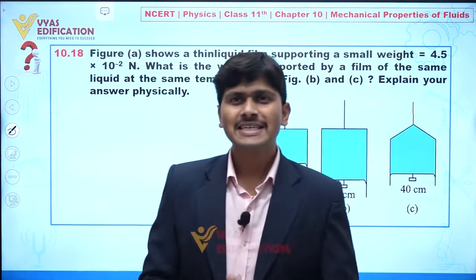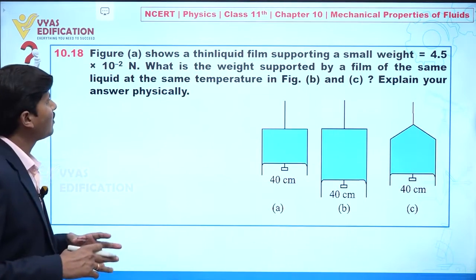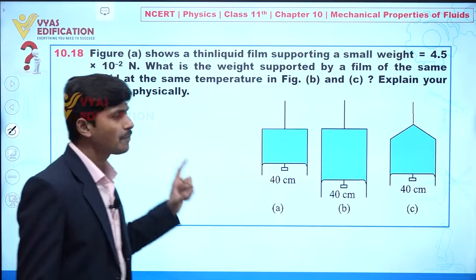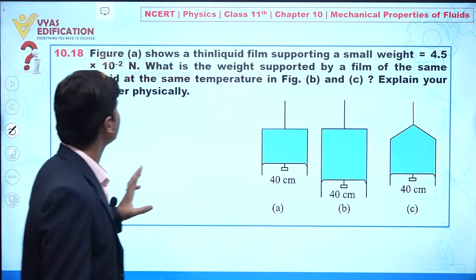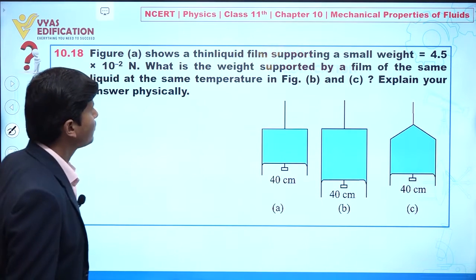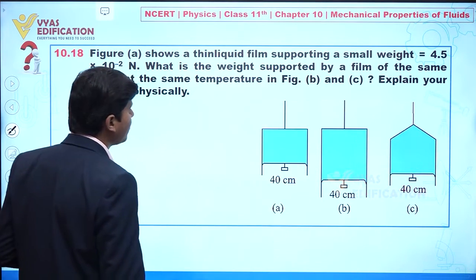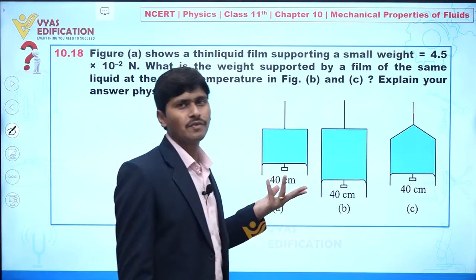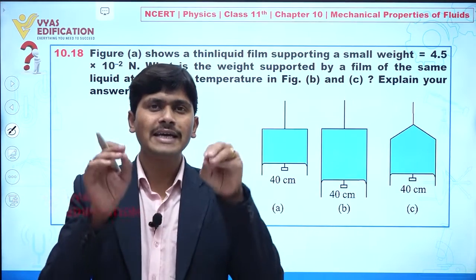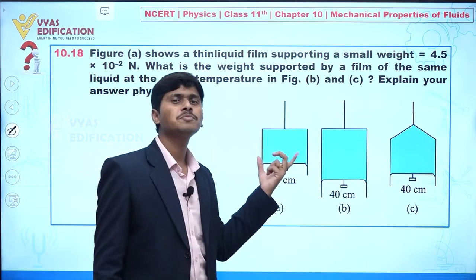Now student, we are going to discuss question number 10.18. In this question, figure A shows a very thin liquid film supporting a small weight of 4.5 into 10 to the power minus 2 Newton. What is the weight supported by a film of the same liquid at the same temperature in figures B and C? Now listen carefully. Let's suppose this is a U-type wire with a slider, and we dip this U-type wire in a soap solution and remove it. At that time we get a soap surface.